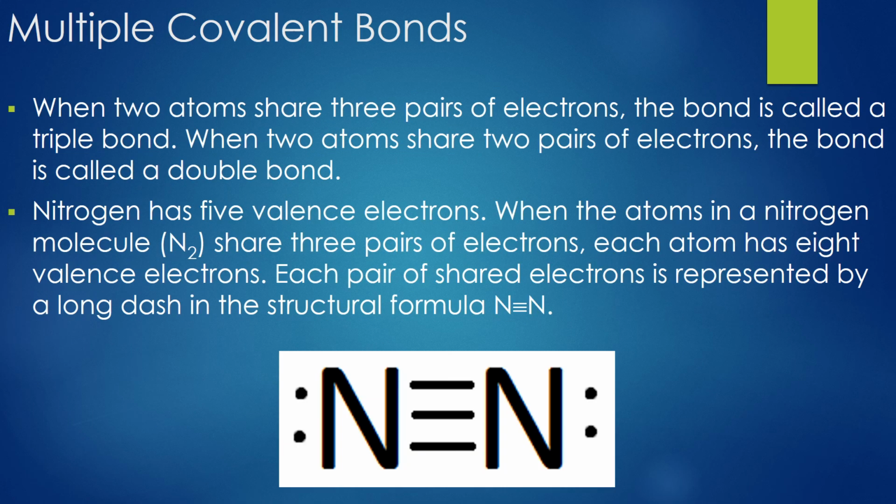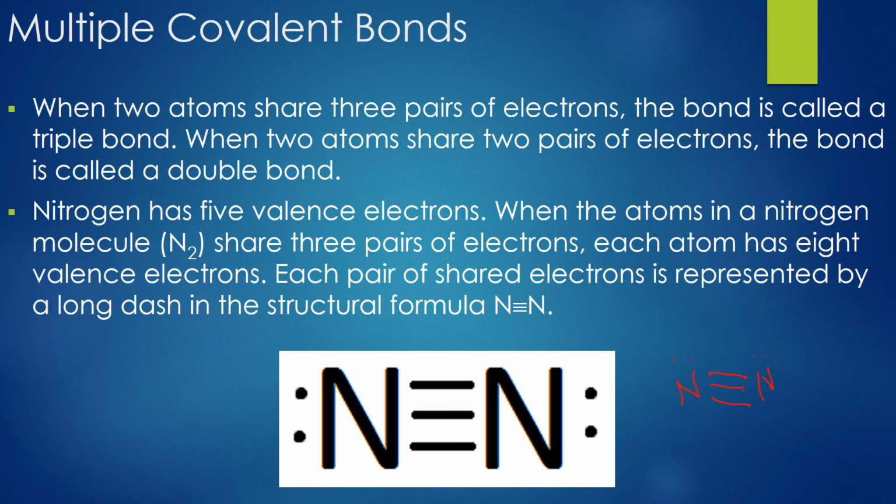Oops, that happens. Sorry, guys. So this one has 5, and then another one has 5. And what happens is they share these pairs of electrons, and we just replace those pairs with 3 lines. Don't be overwhelmed. I will help you. So what happens, that's how it forms a triple bond.